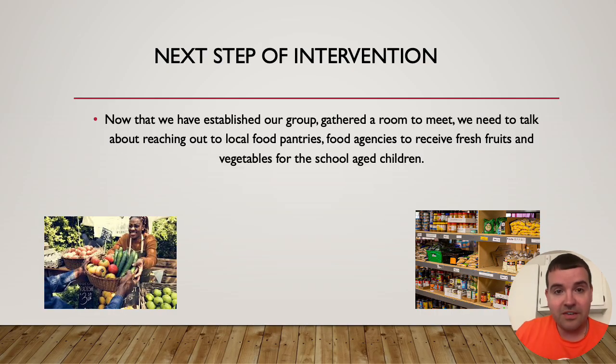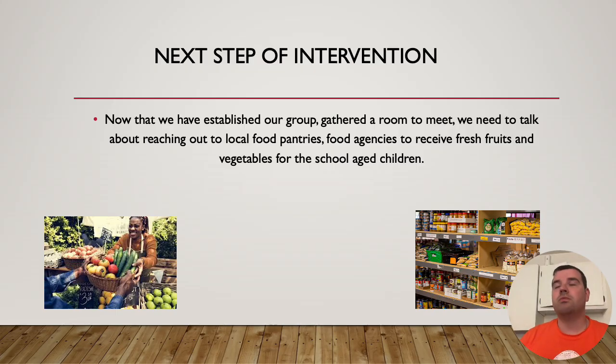The next step to our intervention, now that we've gathered in a room, is to talk about how we are going to get the supply. That can get a little confusing, but that's the main part of the intervention. If we're trying to get fresh fruits and vegetables to have healthier meals for children, we need to contact different food agencies, food cupboards, and local food pantries to see if they can donate it to us, or if we have to pay for it. Can we set up a partnership with them?